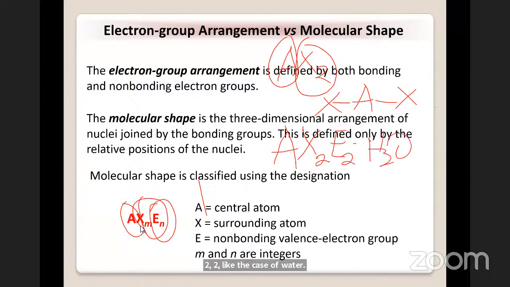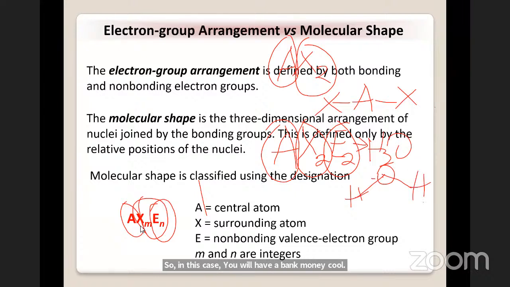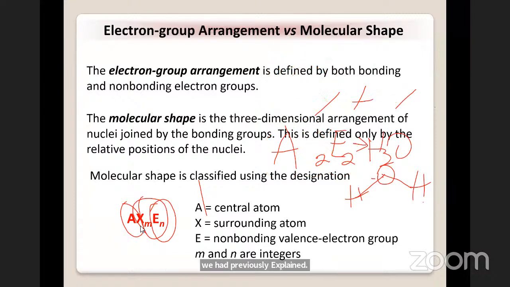Water is an AX2E2. And how did I arrive at AX2E2? A is the central atom, which is oxygen. X is my hydrogen, 2 of them, and it has 2 lone pairs of electrons. So in this case, you will have a bent molecule like I previously explained. So I will, one way or the other, still discuss this further.